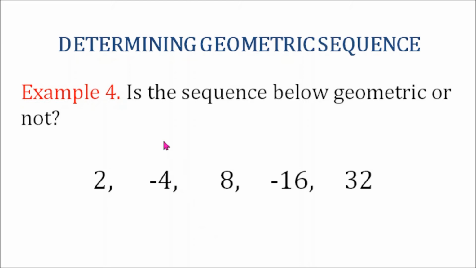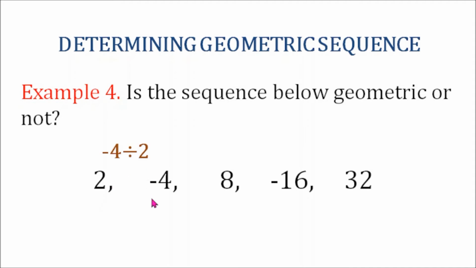Example number 4. Is the sequence below geometric or not? So the sequence 2, -4, 8, -16, and 32. Now to determine if this sequence is geometric or not, we are going to find the ratio between two consecutive terms. So let's start off with the ratio between -4 and 2.